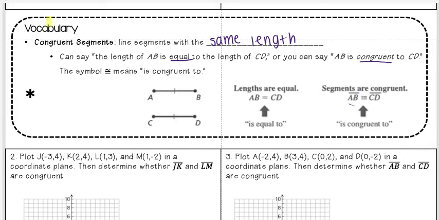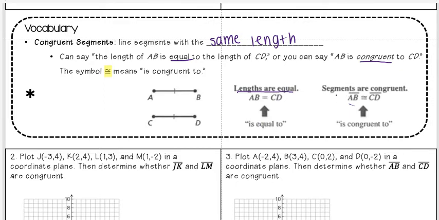And we have a special symbol for congruence, and that's this little guy right here. What that really is, is just an equal sign with a little squiggle on top. And that means "is congruent to." The main difference between equal and congruent is that we say lengths are equal. So the distances are equal: AB equals CD.